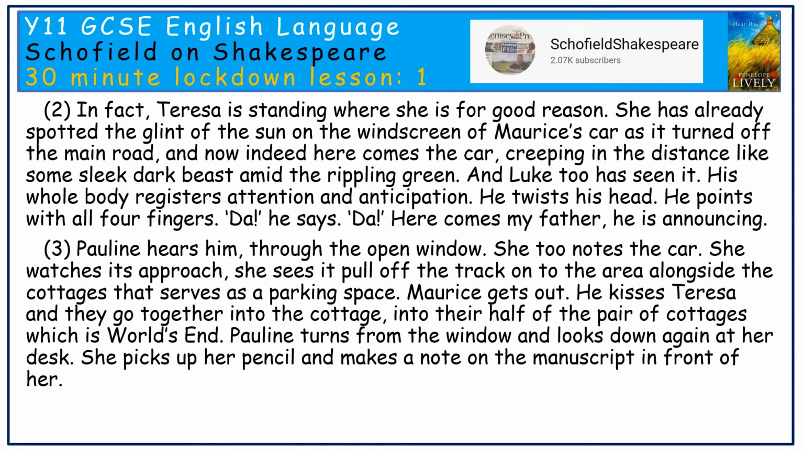Pauline hears him through the open window. She too notes the car. She watches its approach. She sees it pull off the track onto the area alongside the cottages that serves as a parking space. Morris gets out. He kisses Teresa and they go together into the cottage, into their half of the pair of cottages which is World's End. Pauline turns from the window and looks down again at her desk. She picks up her pencil and makes a note on the manuscript in front of her.